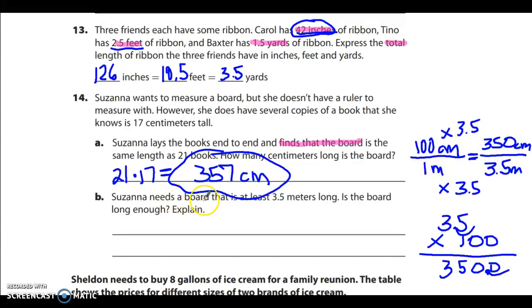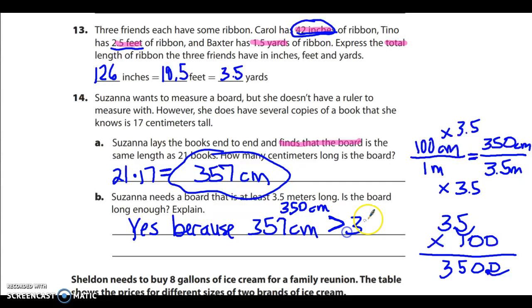So it says right here that she needs a board that is at least 3.5 meters. Another way of saying that is she needs a board that's 350 centimeters. Is her board that's 357 centimeters long enough? The answer is yes, because 357 centimeters is greater than 350 centimeters.